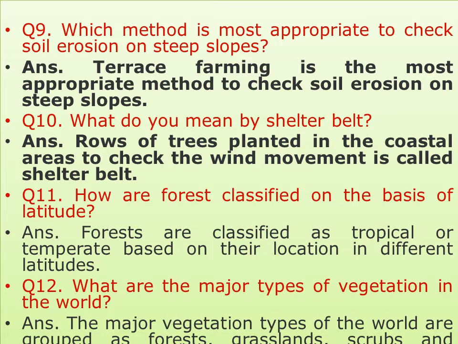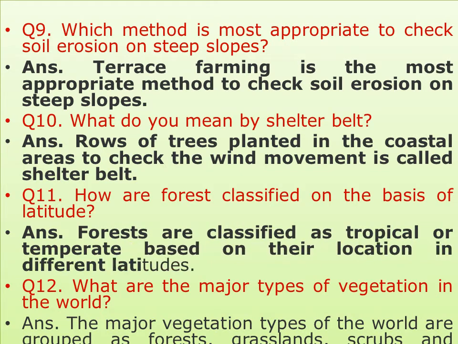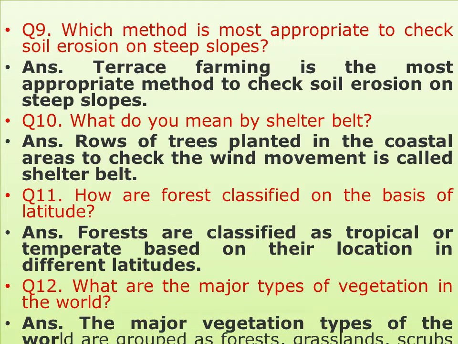Question number 11. How are forests classified on the basis of latitude? Answer: forests are classified as tropical or temperate based on their location in different latitudes. Question number 12. What are the major types of vegetation in the world? The major vegetation types of the world are grouped as forest, grassland.